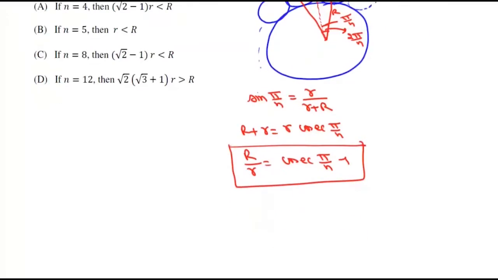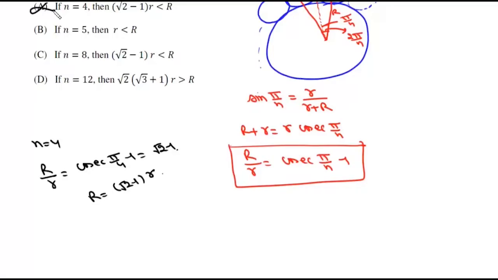Now for option A, it says if n is 4, then r is greater than R into root 2 minus 1. So what we'll do is we'll put n as 4. Now if we put n as 4, we get r upon R as cosec pi by 4 minus 1, which is root 2 minus 1. So in this case, this r should be equal to root 2 minus 1 into R and not greater than that. That means this option A is incorrect.